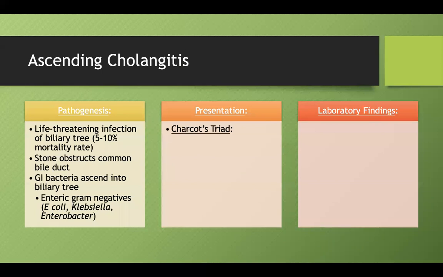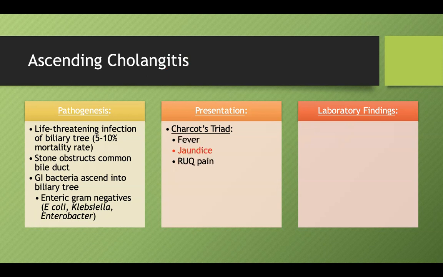So there's a triad and a pentad that you have to know with ascending cholangitis. The first one I want you to realize is the Charcot's triad, which is fever, jaundice, and right upper quadrant pain. And the fever and right upper quadrant pain should make sense. We saw this in acute cholecystitis, right? We saw that inflammation can cause right upper quadrant pain and fever.